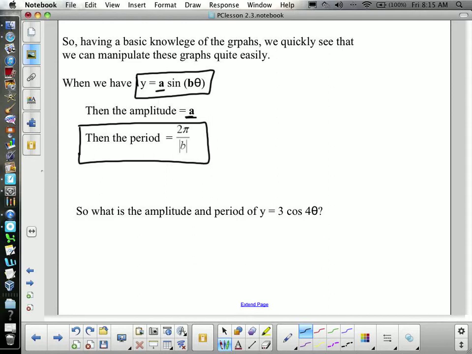Some of the basic questions we're going to ask with this. We'll give you the function. You don't have to necessarily graph it. Just tell me what's happening. If I have the function y equals 3 cosine 4 theta, the amplitude is going to be what? 3. And the period is going to be 2 pi over what? 4, which I could then reduce as pi over 2.